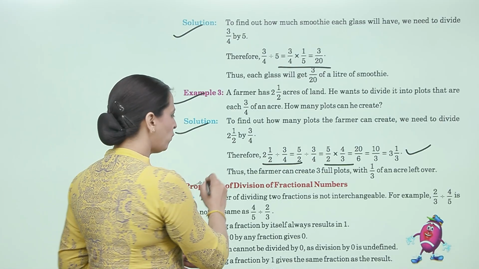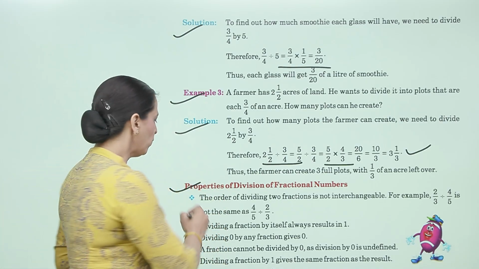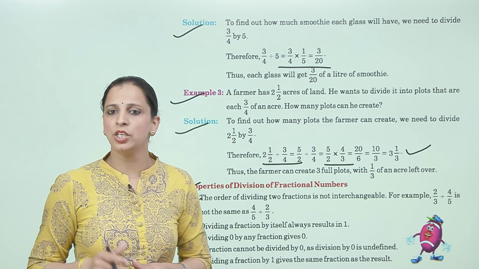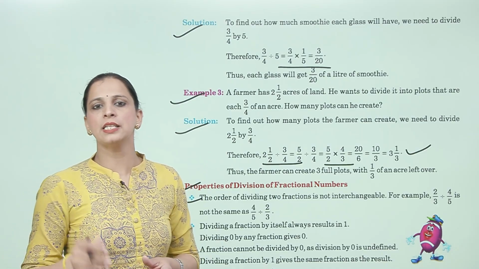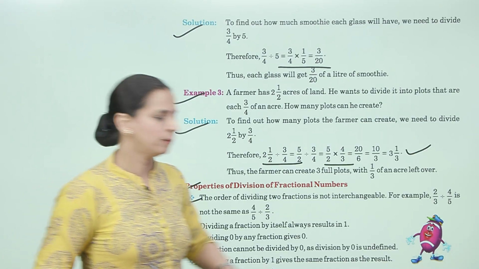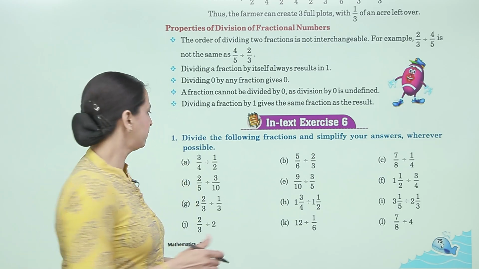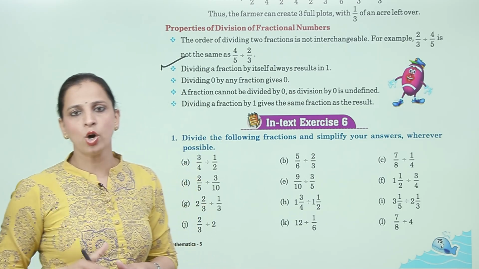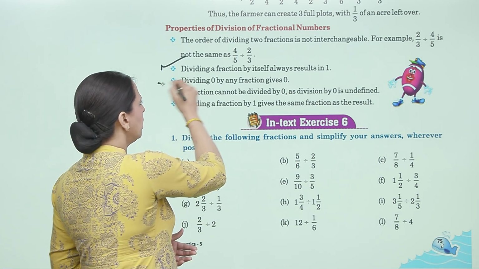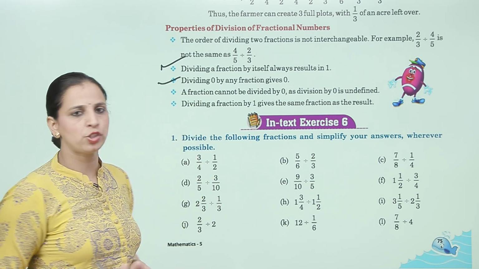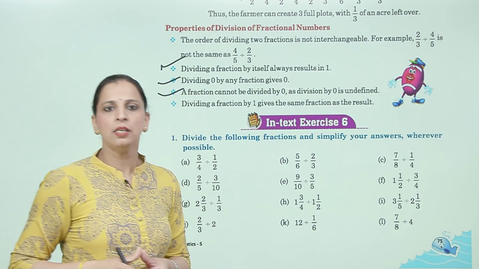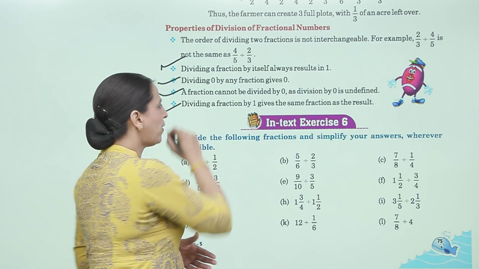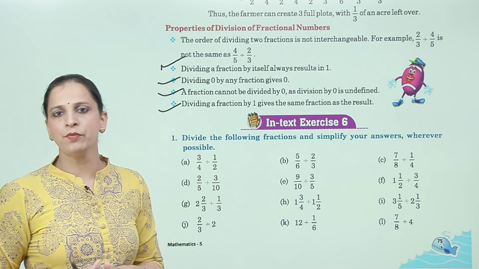Now, properties of division of fractional numbers. First, the order of dividing two fractions is not interchangeable. For example, 2/3 divided by 4/5 is not the same as 4/5 divided by 2/3. Next, dividing a fraction by itself always results in 1. Next, dividing 0 by any fraction gives 0. Next, a fraction cannot be divided by 0, as division by 0 is undefined. Next, dividing a fraction by 1 gives the same fraction as the result.